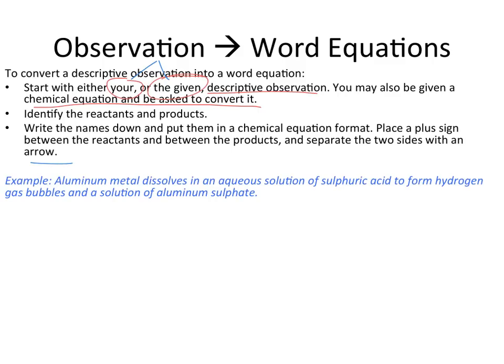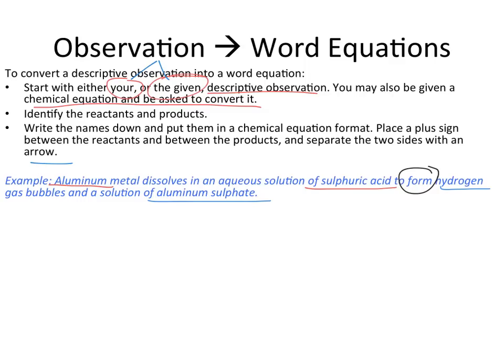So if we look at this example over here, again we have aluminum metal dissolves in an aqueous solution of sulfuric acid to form hydrogen bubbles and a solution of aluminum sulfate. Well, first thing we have to do is figure out what our reactants are. Well, aluminum is dissolving in an aqueous solution of sulfuric acid. And the key word here is "to form." So now we know that we're going from our reactants, which are on this side, to our products, which are going to be listed later. And what do we form? We form hydrogen gas and a solution of aluminum sulfate.